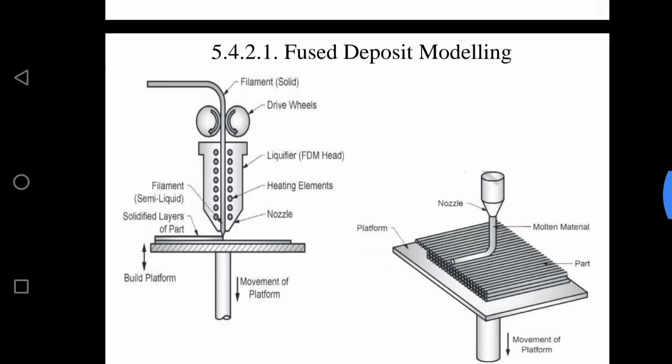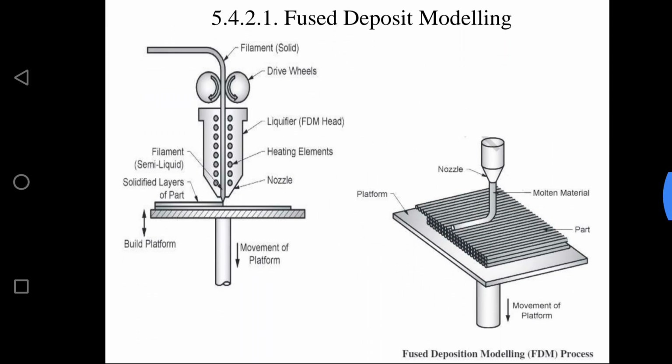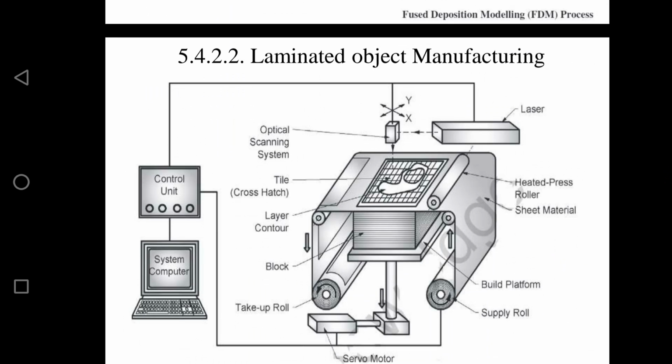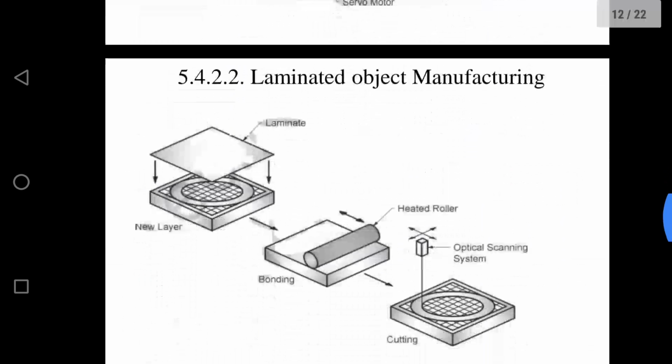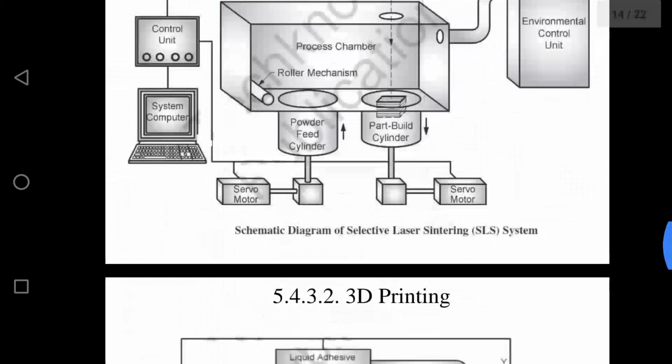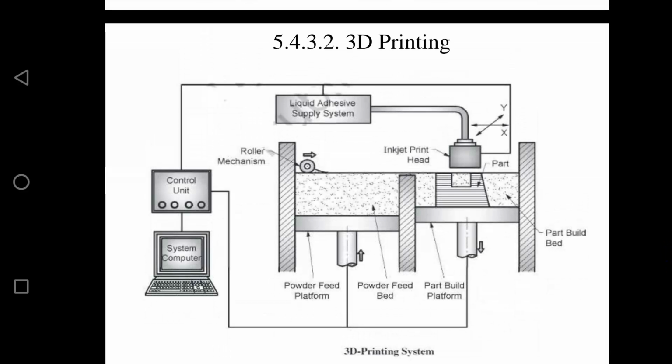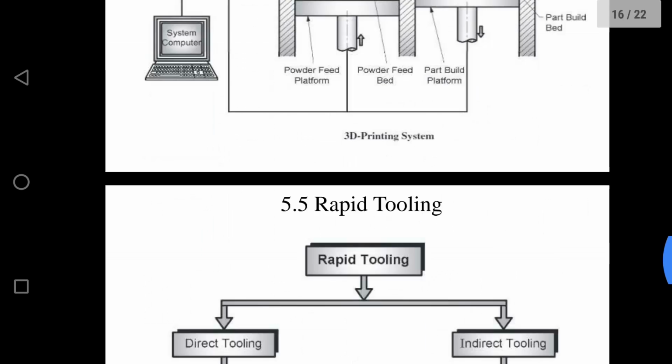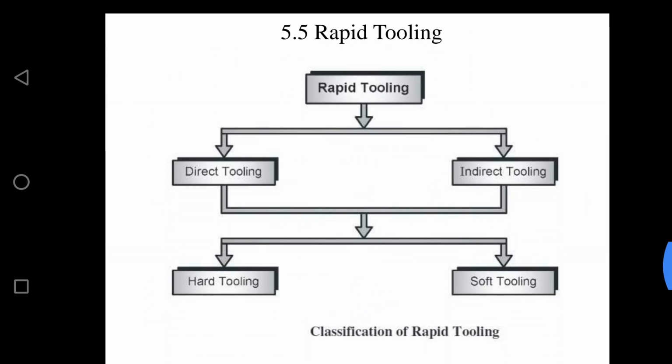Well, in the second one, we have the fused deposit modeling, then the laminated object modeling. Okay. Well, in the third one, we have selective laser sintering and 3D printing. These are the different classifications and different rapid prototyping processes. So in today's class, we had rapid tooling. In that one, we have two types: direct tooling and indirect tooling. As per the different materials, we have two types of tooling process. First one is hard tooling and second one is soft tooling.